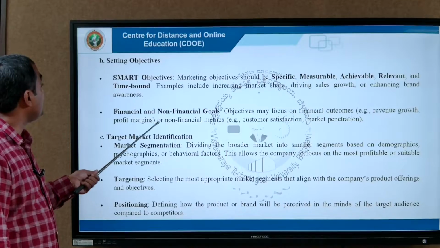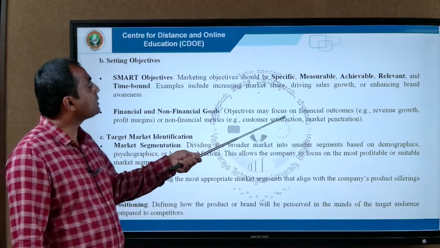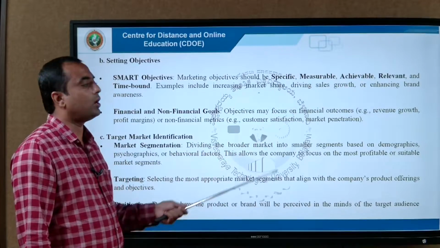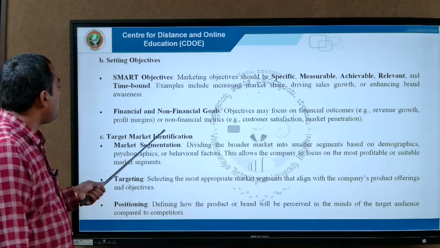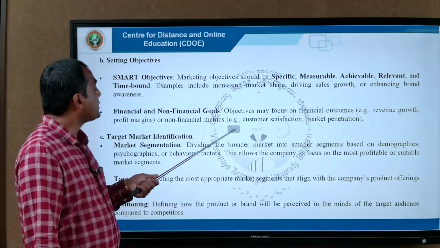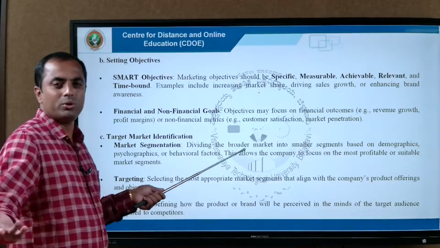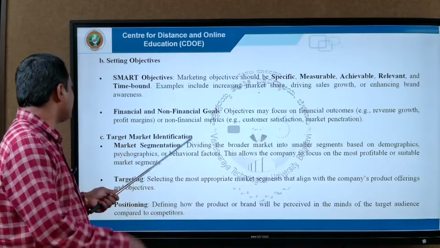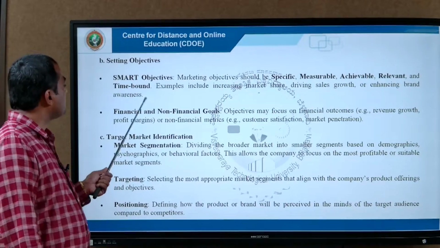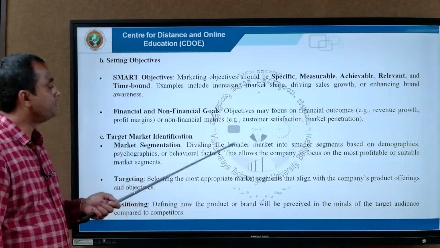Then financial and non-financial goals. Objectives may focus on financial outcomes. So how are you going to increase the revenue and what is your profit margin? Or non-financial metrics: customer satisfaction, penetration, goodwill, or being a market leader, things like this. So you also need to plan both your financial and non-financial goals.